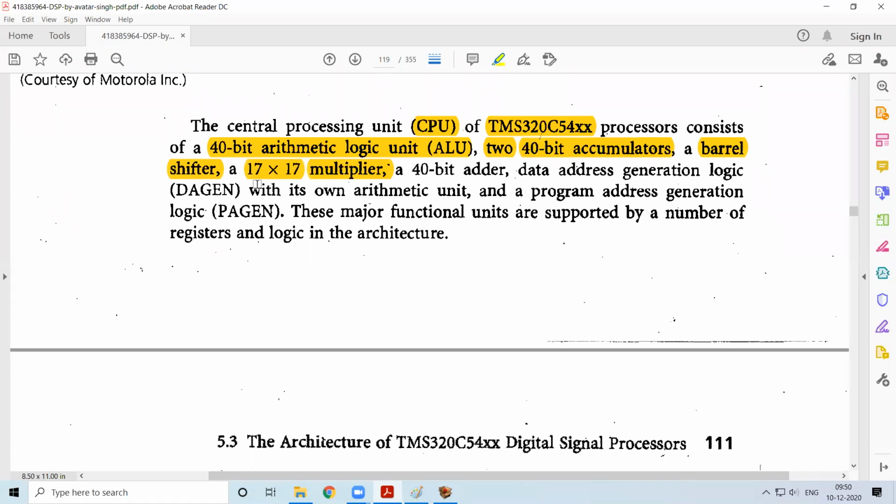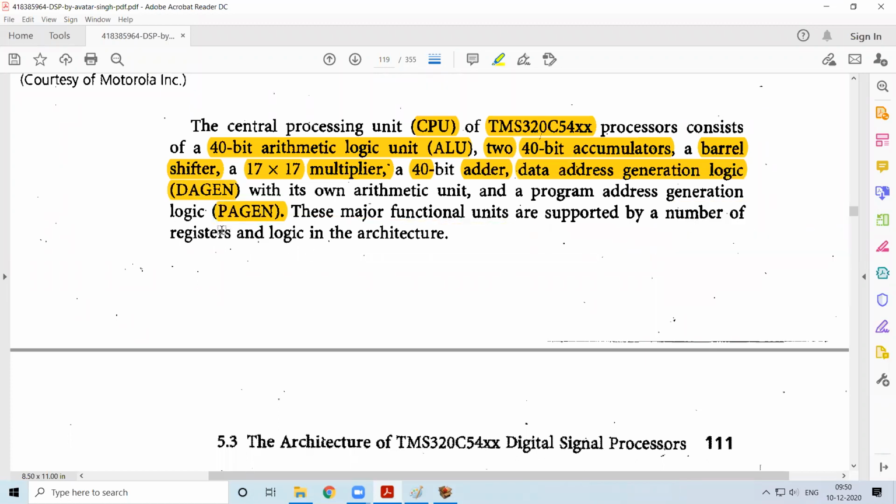A 17 by 17-bit multiplier provides the result of multiplication in one instruction cycle, or if you have a MAC unit associated with it, it can perform the multiply and accumulate operation in one instruction cycle. Apart from that, you have an adder, which is around 40-bit. You have data address generation, DAGen, and program address generation, PAGen.